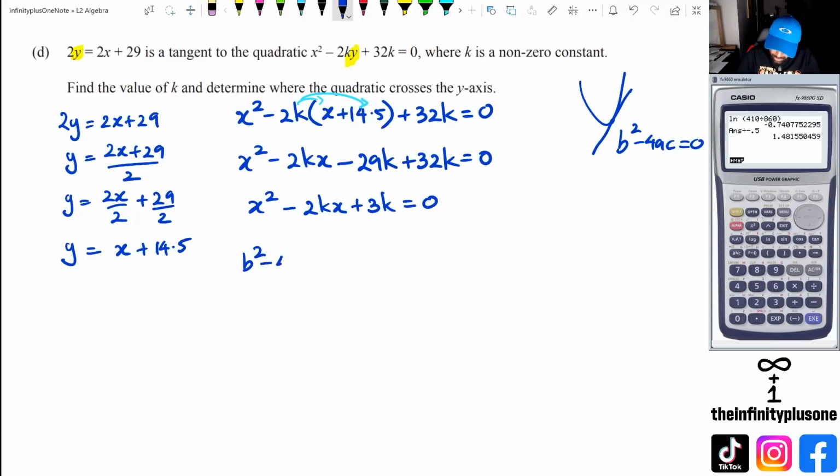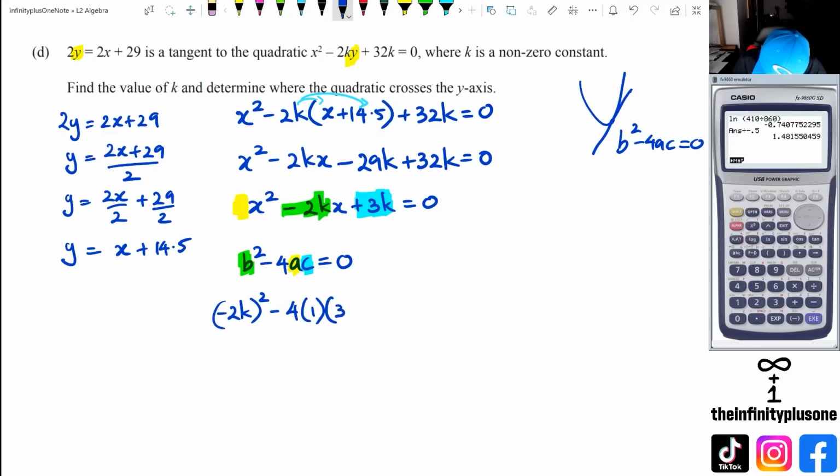So I'm going to put down b squared minus 4ac is equal to 0, which means I now need to figure out what my a value is. A value is right there. My b value happens to be this entire thing there, negative 2k. And finally, my c value is going to be plus 3k. So with that in mind, negative 2k squared minus 4 times 1 times c, which happens to be 3k, is equal to 0. So I'm going to get 4k squared minus 12k is equal to 0.